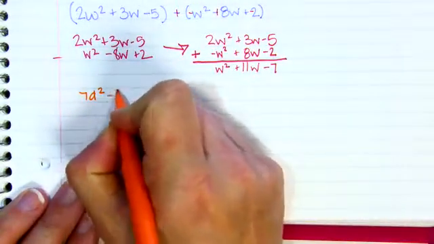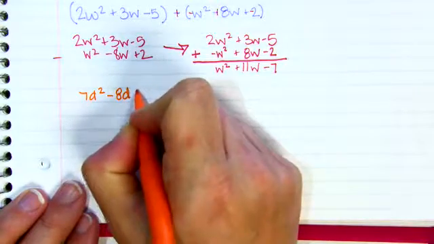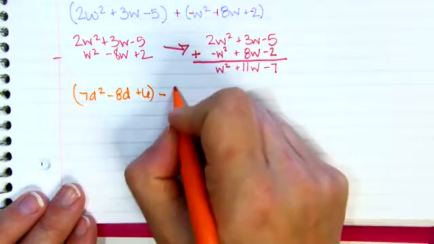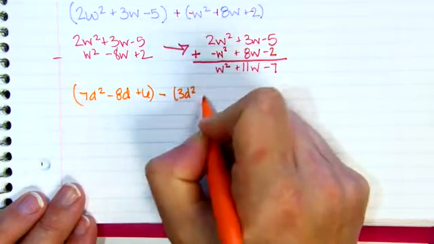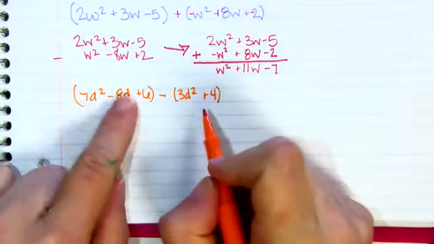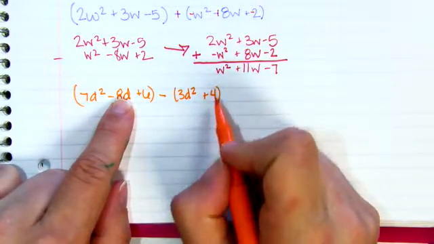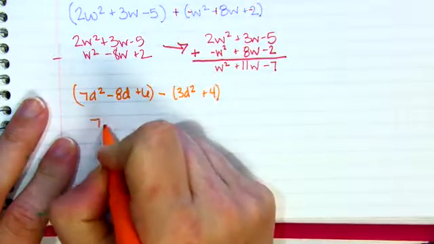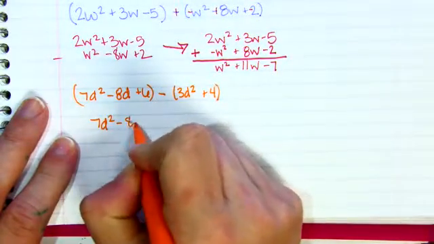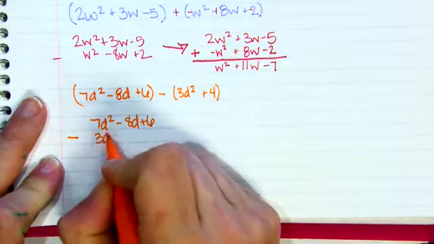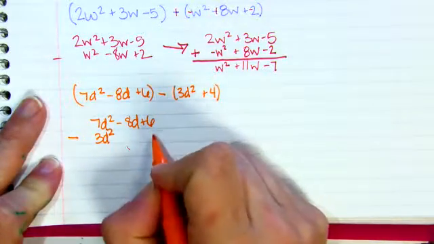7d squared minus 8d plus 6. And I'm going to subtract a 3d squared plus 4 from that. Notice here, I have a term with a d. This guy doesn't have just a d. So when I stack them vertically, I want to make sure that I leave a space where the d goes.